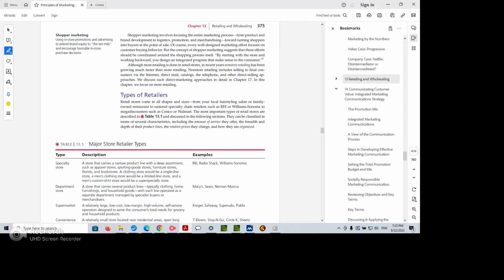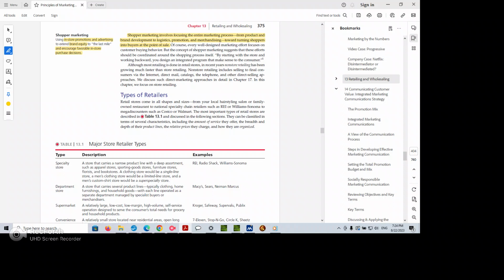Now, shopper marketing is using in-store promotions and advertising to extend brand equity. So that's the purpose, brand equity, and the quote last mile unquote, to encourage favorable in-store decisions. Shopper marketing involves focusing on the entire marketing process from product and brand development to logistics, promotion, and merchandising, towards turning shoppers and buyers into point of sale.